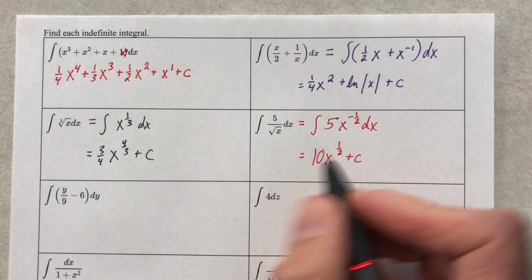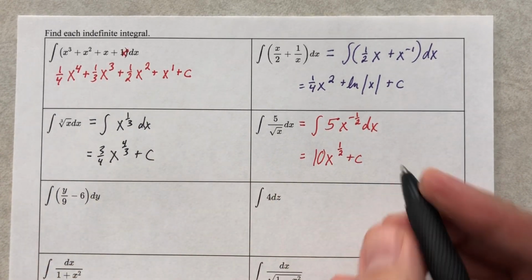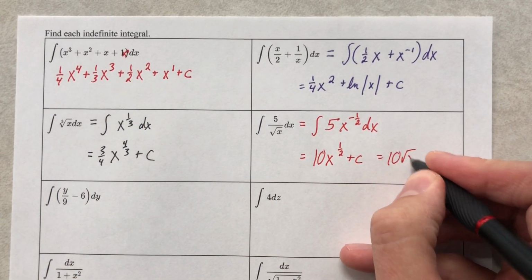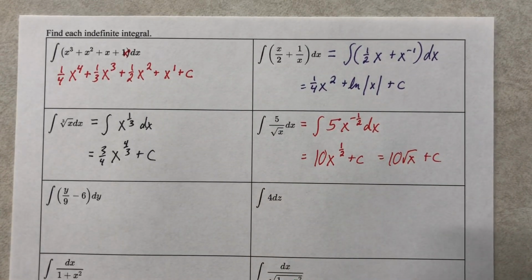I'm okay leaving it like this. I was okay leaving this one like this. If you want to be like, oh, that's really 10 times the square root of x, and then plus c. That's cool. You can. I'm not.